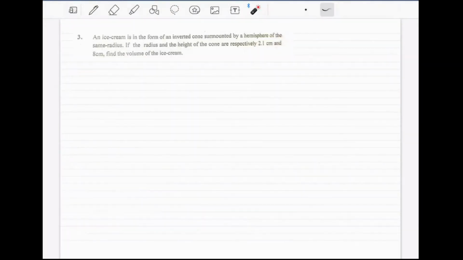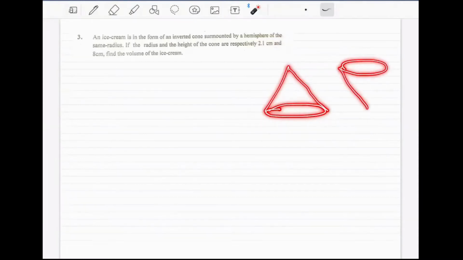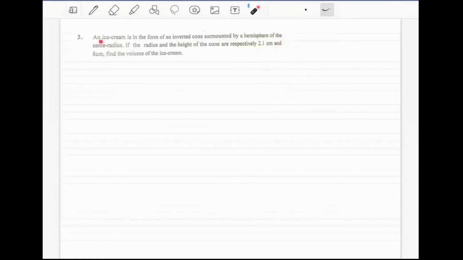So this is a question related to ice cream. Lots of questions related to ice cream actually. There will be 2 more questions after this. An ice cream is in the form of an inverted cone. A cone looks like this, right? This is a cone. Inverted cone will look like this. This is an inverted cone, upside down. So there is an ice cream which is in the form of an inverted cone.